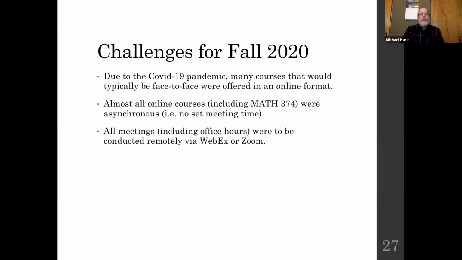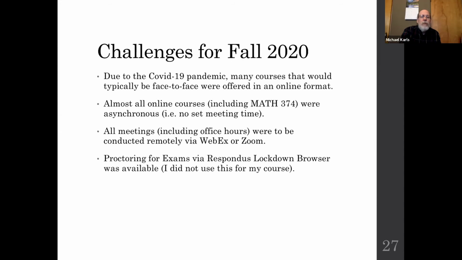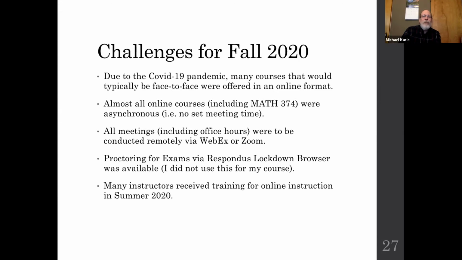And so we were also required to have all meetings, including office hours, remotely. So we did not have any in-person meetings. And you could choose to have your exams proctored. There's a Respondus Lockdown Browser that's built into Canvas. I did not choose that. Some of my colleagues did, but I set up online classes so that there was no proctoring involved. A lot of us had training for online over the summer.